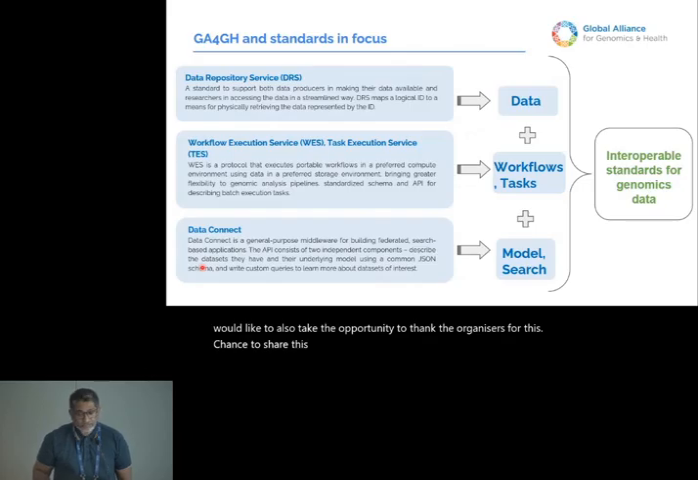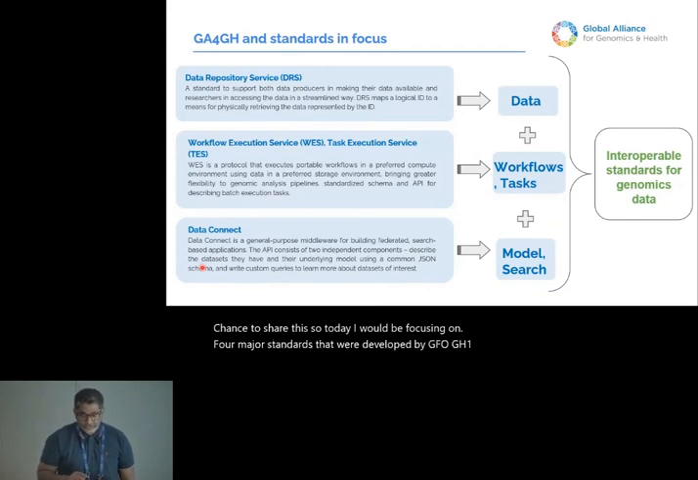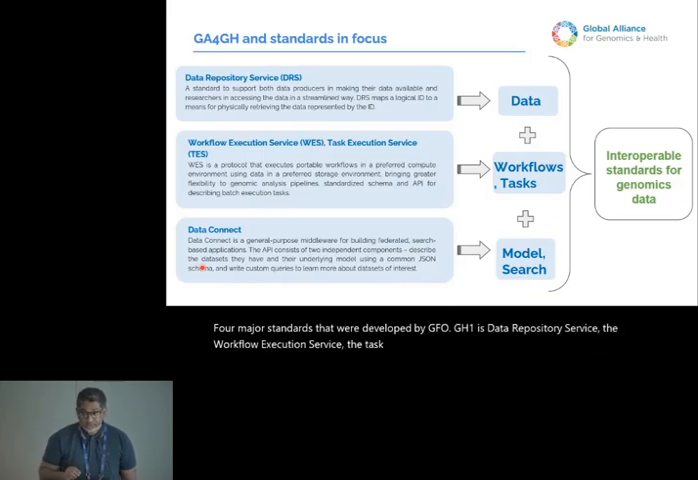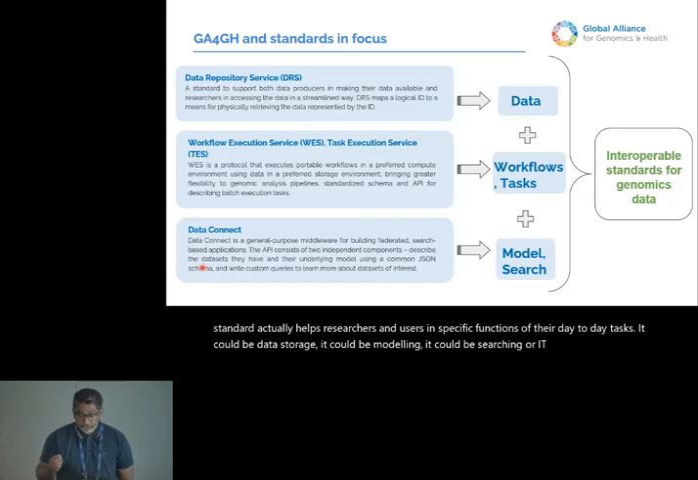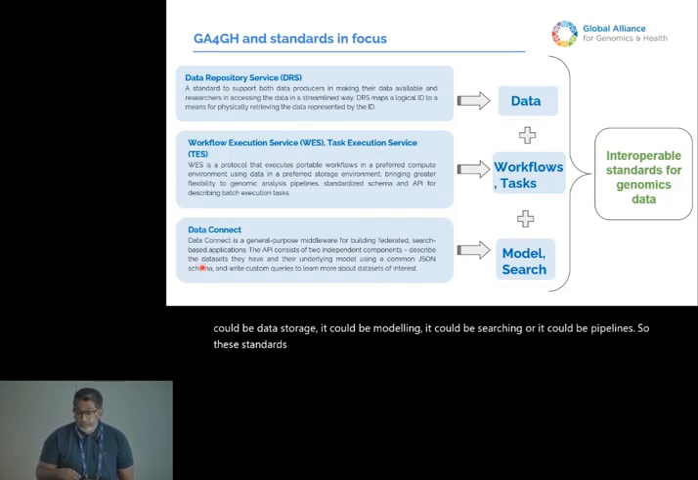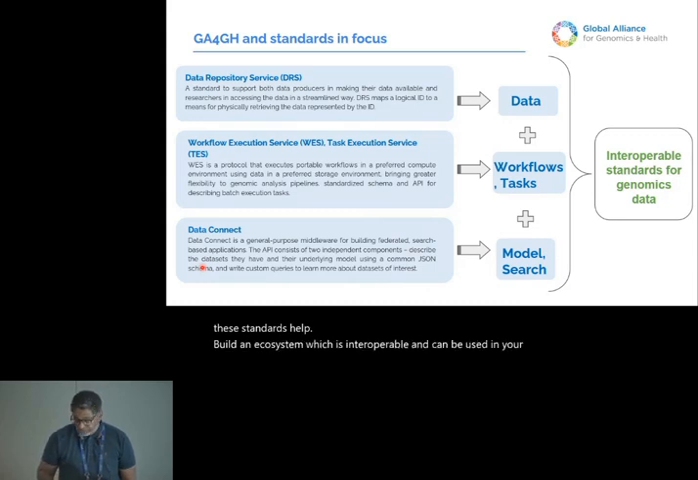So today I will be focusing on four major standards that were developed by GA4GH. One is the Data Repository Service, the Workflow Execution Service, the Task Execution Service, and Data Connect. Each of these standards helps researchers and users in specific functions of their day-to-day tasks. It could be data storage, it could be modeling, it could be searching, or it could be pipelines. So these standards help build an ecosystem which is interoperable and can be used in your infrastructure quite easily.